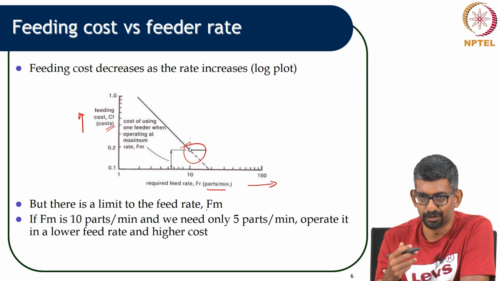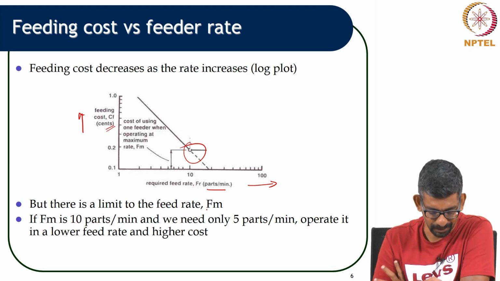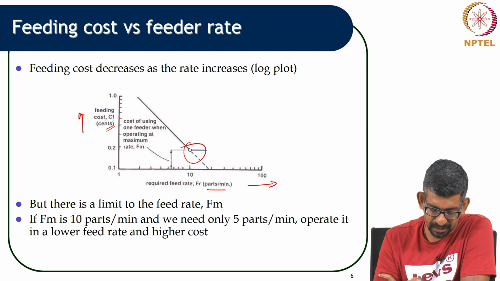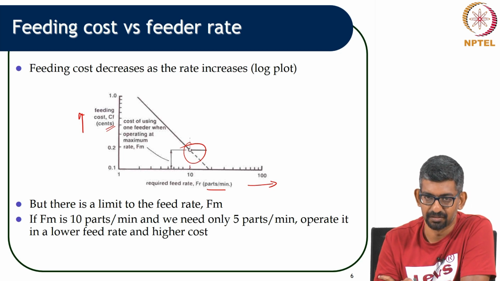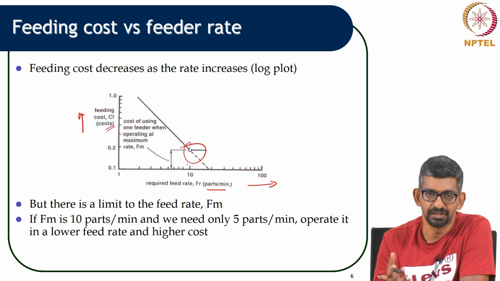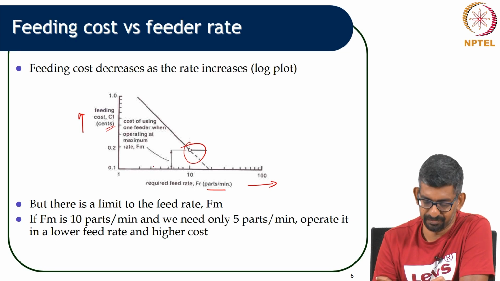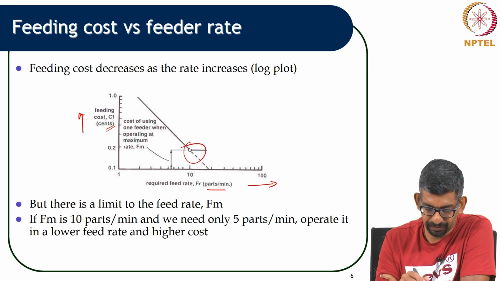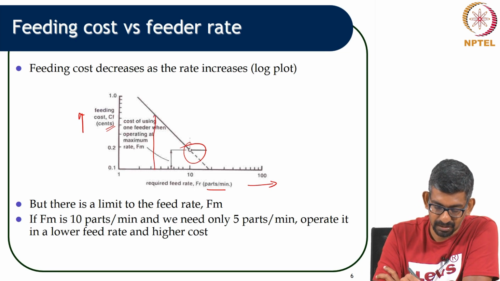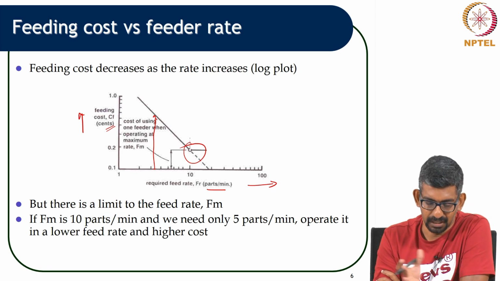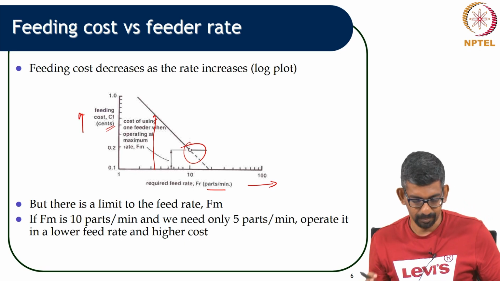You can put a robot to keep on doing it, but there is a limit to that. If your FM is 10 parts per minute, and you want to do only 5 parts, the machine can operate at full capacity, but for whatever reason you do not want to operate at that capacity, then you operate it at half. Then there is a lower feed, which means there is a higher cost associated, from a productivity perspective.